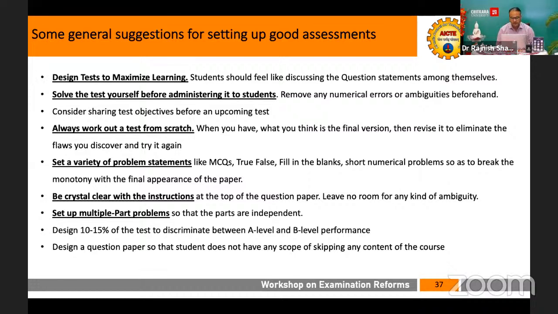Set a variety of problem statements, right? The question paper should not be boring, should not be monotonous. A question paper should have more of MCQs, true or false, fill in the blanks, short numerical problems, some figures, illustrations, as I told in the earlier slide also, pictures of the scientists, etc. Some pictures of real life scenarios also.